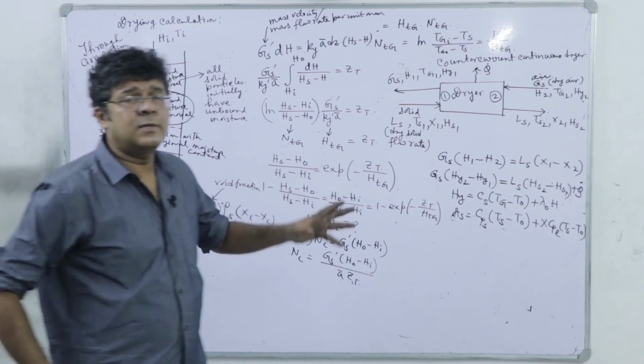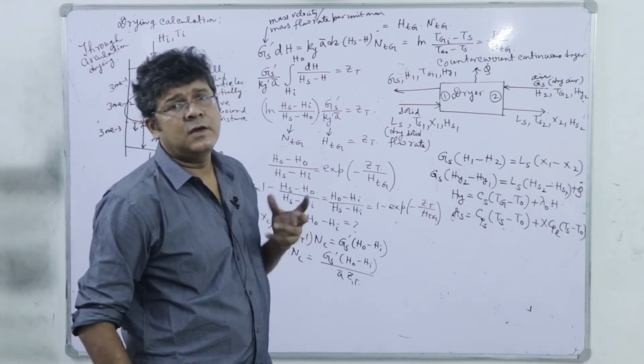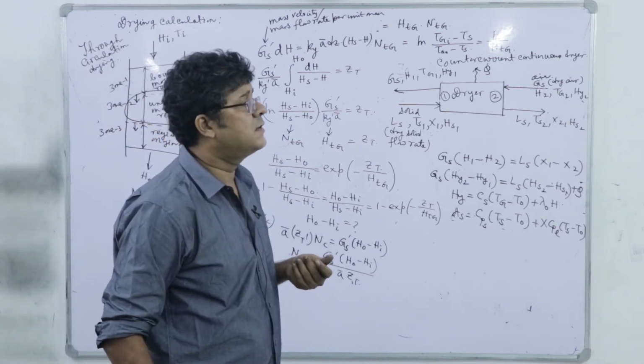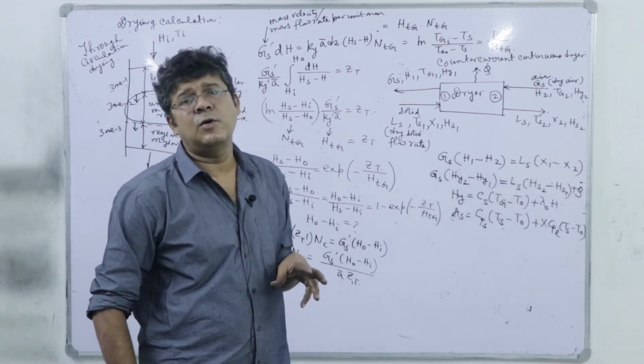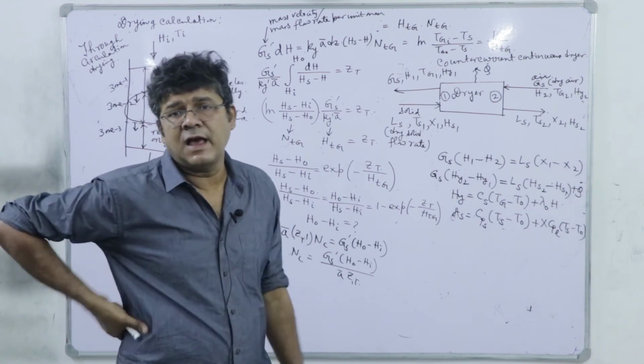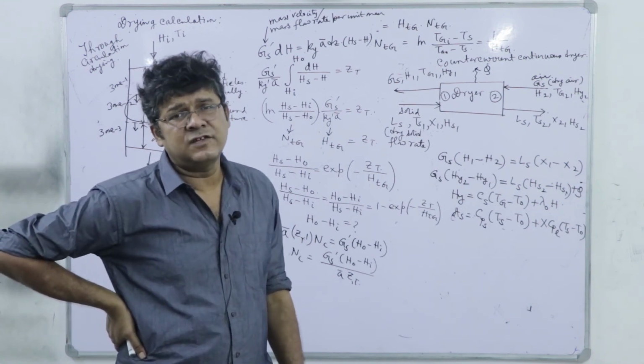Now we have discussed two different dryers. One is the tray or the cross circulation drying, and for cross circulation drying the first case is industrially more probable because the gas flow rate is pretty high and the temperature of the gas doesn't change much.